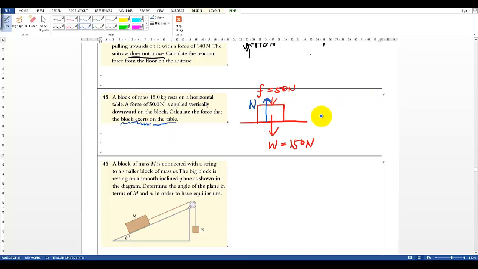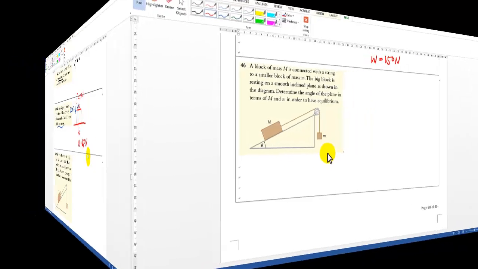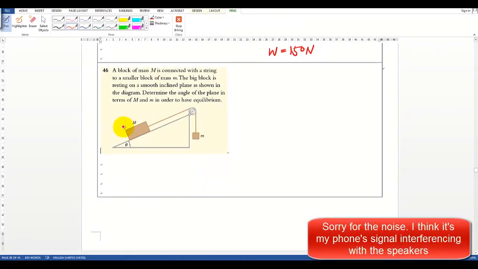So well, I guess it's really obvious. This would simply be 200 Newton. Okay, so yeah, the answer will be 200. Okay, next question. It's actually quite interesting also, and similar to the example that we did.